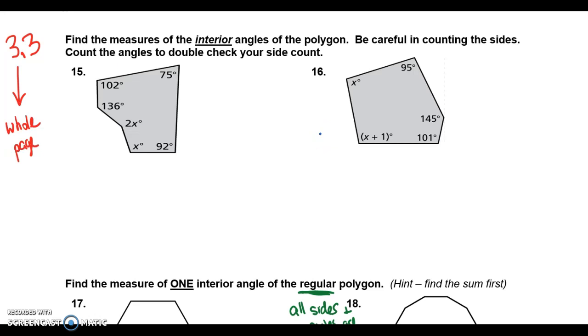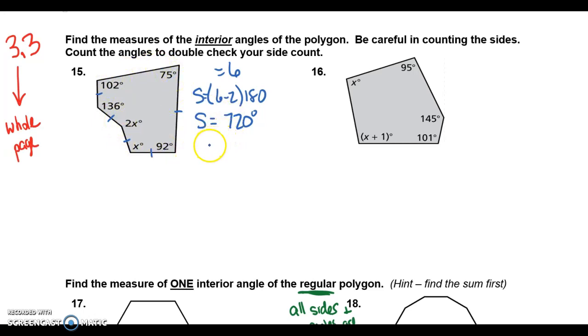So again, we're going to count these sides. Be careful in counting the sides. Count the angles to double check. So we have 1, 2, 3, 4, 5, 6 sides. 1, 2, 3, 4, 5, 6 angles. All right, we're good. So we're going to use that same formula. S is going to be equal to 6 minus 2 times 180. That is 4 times 180, which is 720. Use your calculator. So all of these interior angles add up to 720.